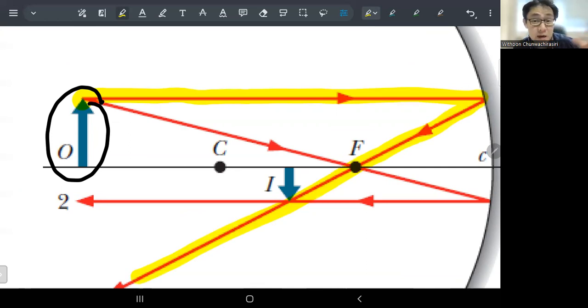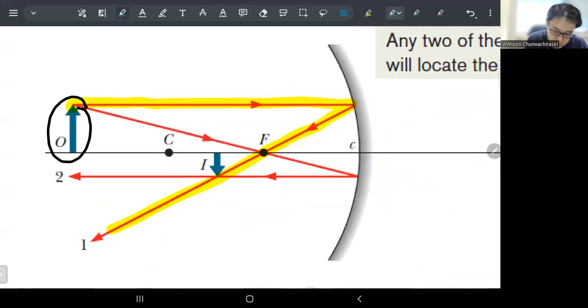So you can call this ray number one. And then you say, well, I just need one more because we just want to know where they are going to intersect. So you have to pick one more line. I can pick this one, the ray that actually goes through the focal point first and hits the mirror. Can you guess what happens here? Of course, you hit the focal point first and hit the mirror, it's going to get reflected out parallel.